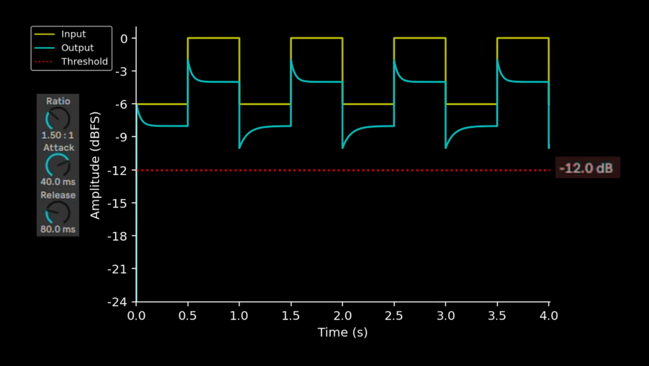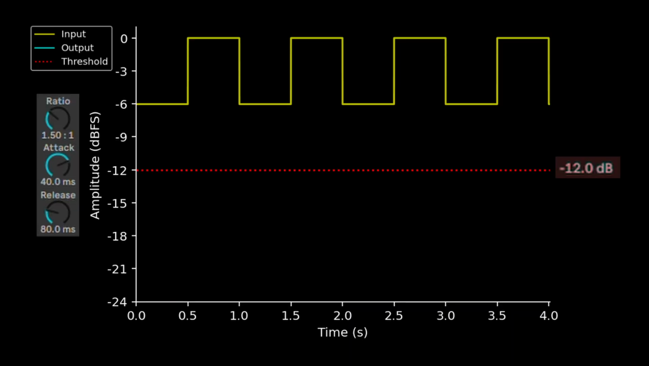The reason why this happens is not complicated, but it requires a slight shift in perspective. Attack and release do not occur whenever there is a threshold crossing. They occur whenever there is a change in gain reduction. Different parts of the signal require different amounts of gain reduction.